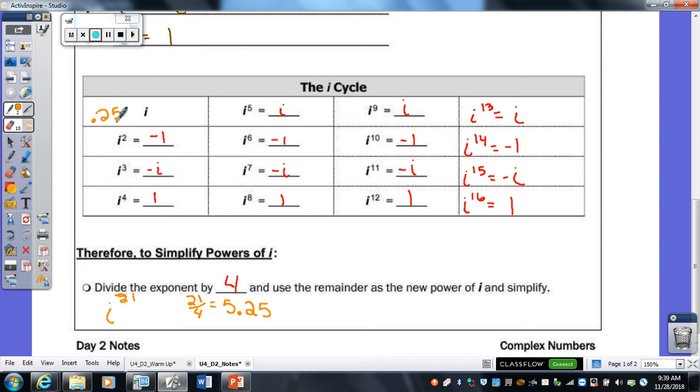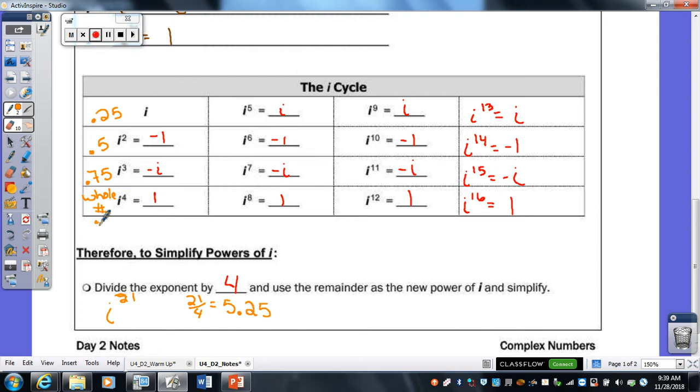to the first. If you divide and you get a decimal that's 0.5, that means it's going to be i squared. If we divide and we get a decimal that's 0.75, that means it's going to be i to the third. And then if you divide and you don't get a decimal, you just get a whole number, that means it's i to the fourth.